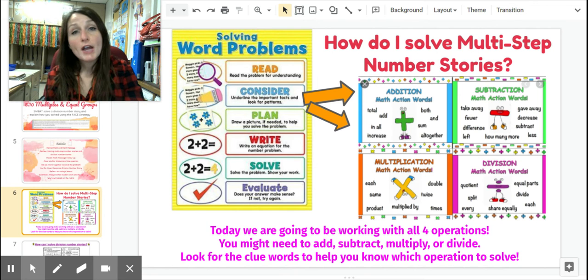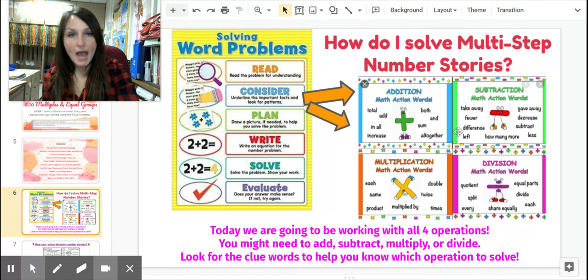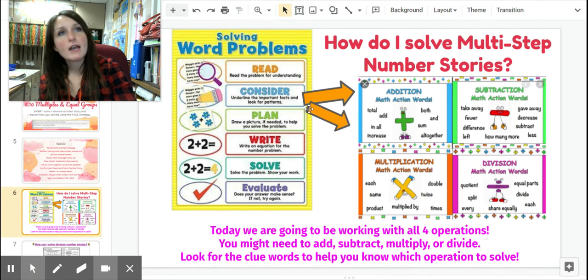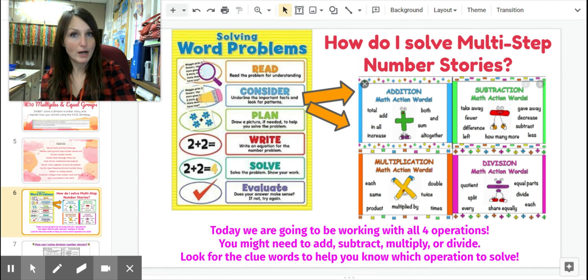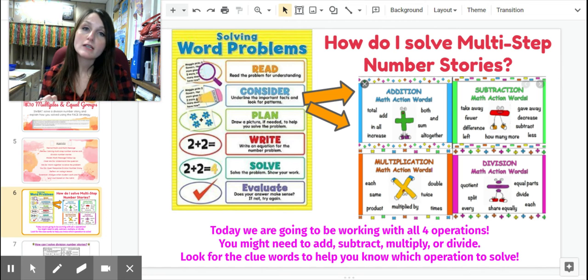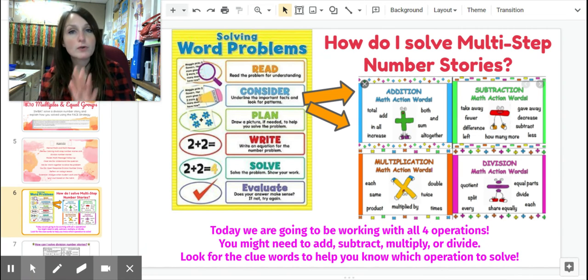So today, it is going to be a division number story, but there might be other steps that you have to use as well. So you might have to add or subtract or multiply or divide. So make sure you're looking for those clue words. I would also make sure you are planning this out, thinking of a strategy that you're going to use to make sure you solved it correctly, right? Don't just guess or just start writing your answer. You need to be able to show your thinking.